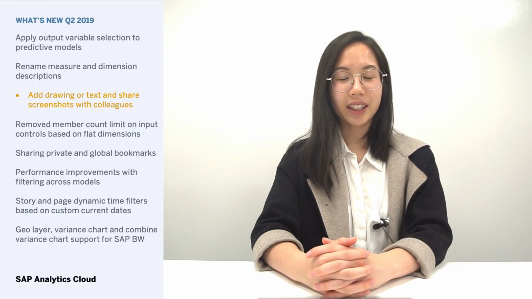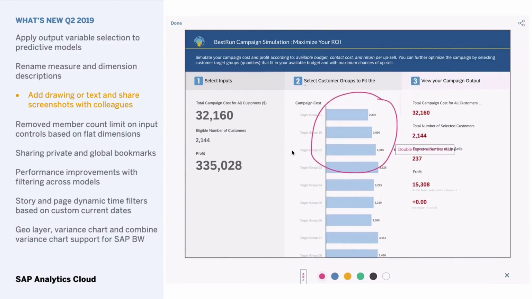Need to make some quick annotations? You can now add a drawing or text to a story or boardroom page in the mobile app. When you're done, share your screenshot with your colleagues.